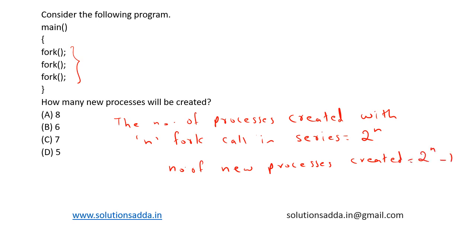The question asked here is new processes. So the fork system call is called in series, so n will be equal to 3 here. So 2 to the power n minus 1 will be 2 to the power 3 minus 1, which is equal to 7. So 7 new processes will be created. Option C is the right answer here.